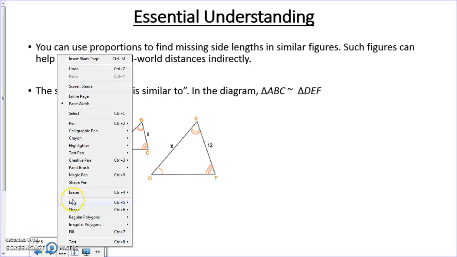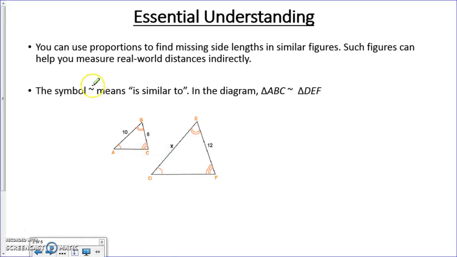This symbol means is similar to. So we would read this following statement as, in the diagram, triangle ABC is similar to triangle DEF.